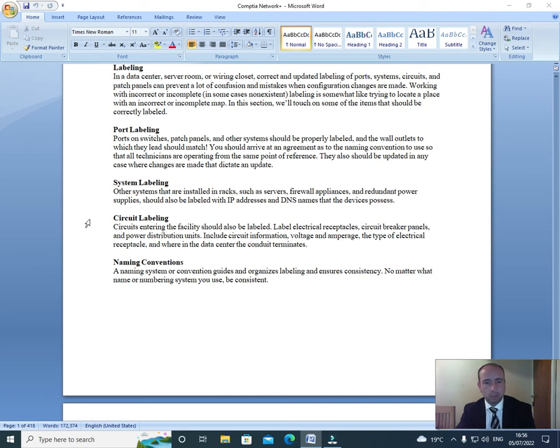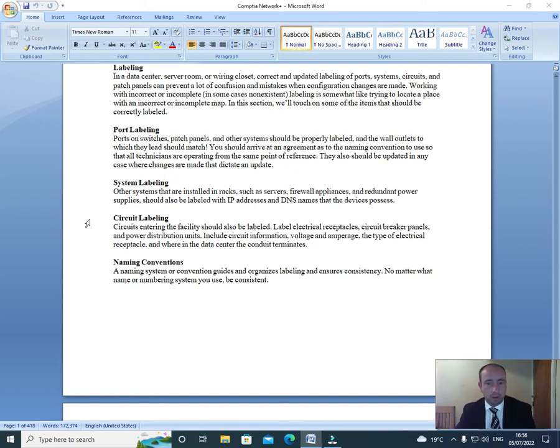Port labeling. Ports on switches, patch panels and other systems should be properly labeled, and the wall outlets to which they connect should match. You should arrive at an agreement as to the naming convention to use so that all technicians are operating from the same point of reference. They should also be updated in any case where changes are made that dictate an update.